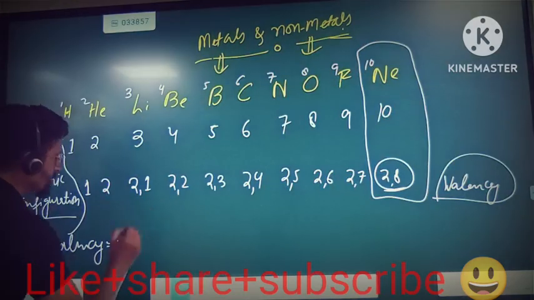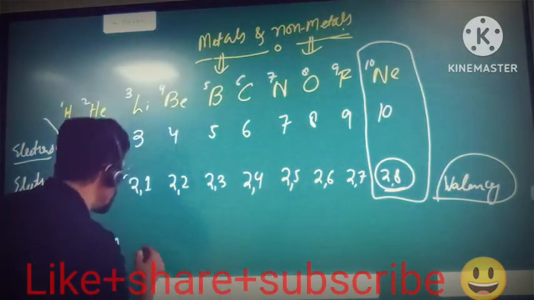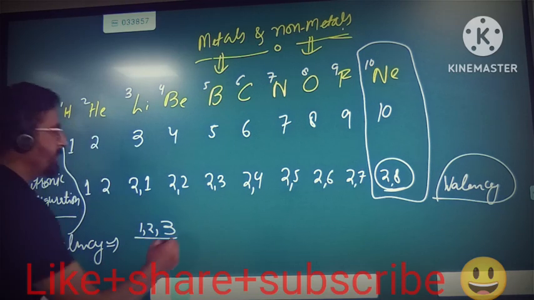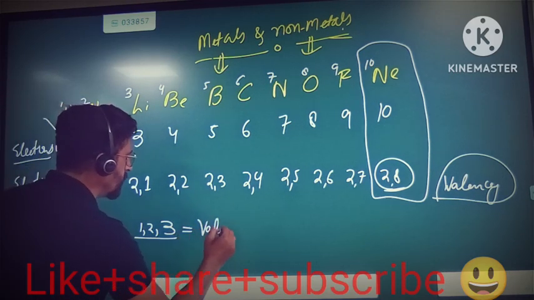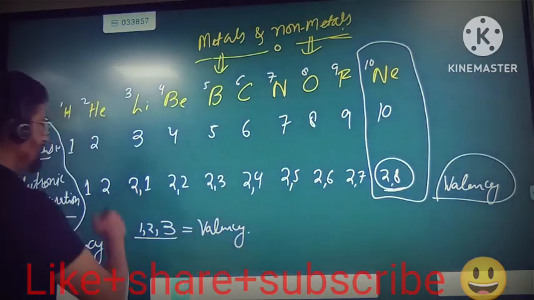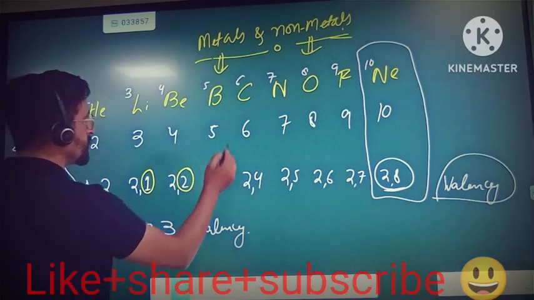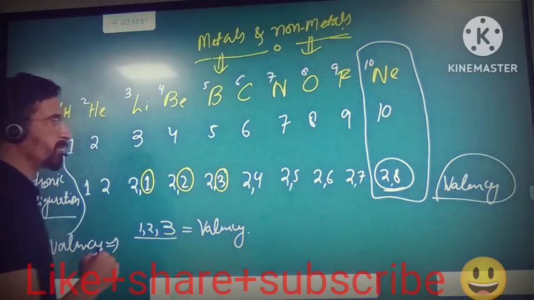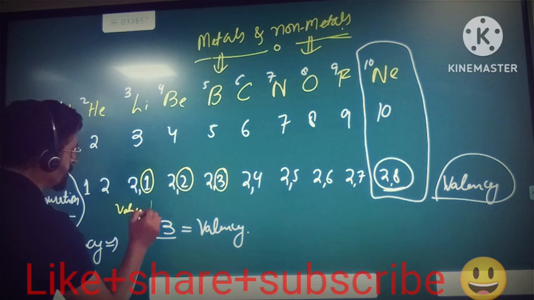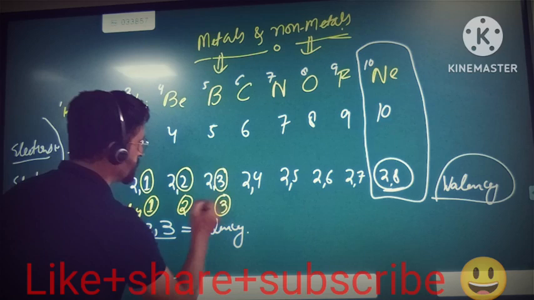It is calculated like this. If your valence shell has 1, 2, or 3 electrons, then it will be equal to its valency. So here, in case of lithium, 1 electron in the outermost shell, beryllium 2 electrons in the outermost shell, boron 3 electrons in the outermost shell. So their valency will be equal to 1, 2, and 3 respectively.